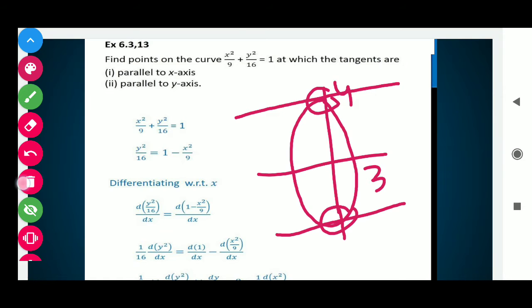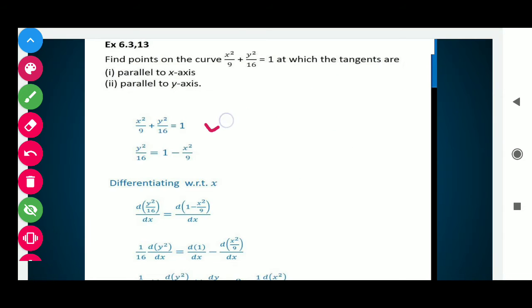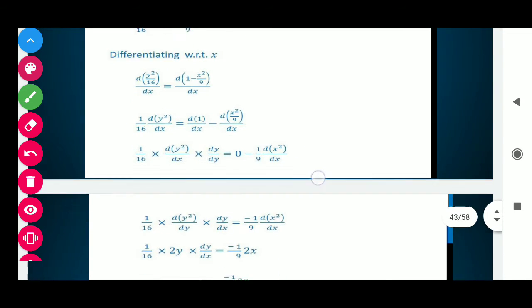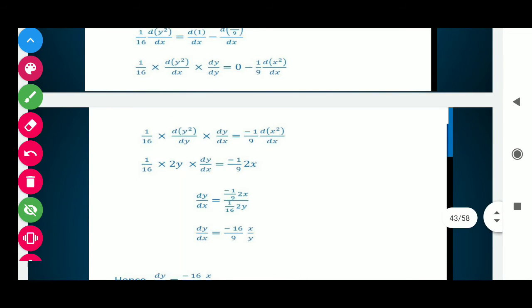So students, let's start with the working rule. Here we have the given curve and we have to differentiate with respect to x. So the derivative of y² is 2y dy over dx, and 1/16 remains as it is. The derivative of 1 is 0. The derivative of x² is 2x. So students, in this way here we get 1/16 into 2y into dy over dx is equal to -2x/9.